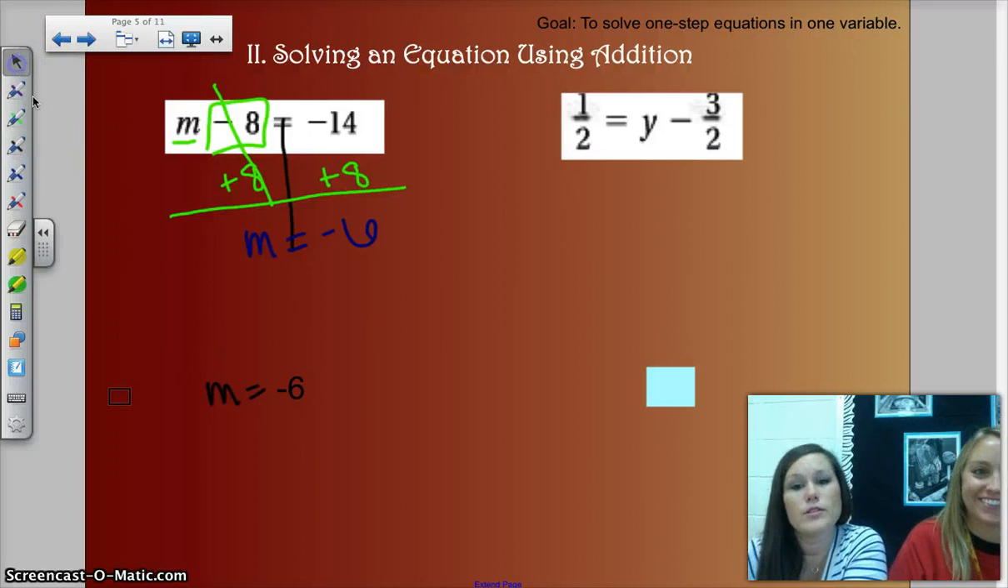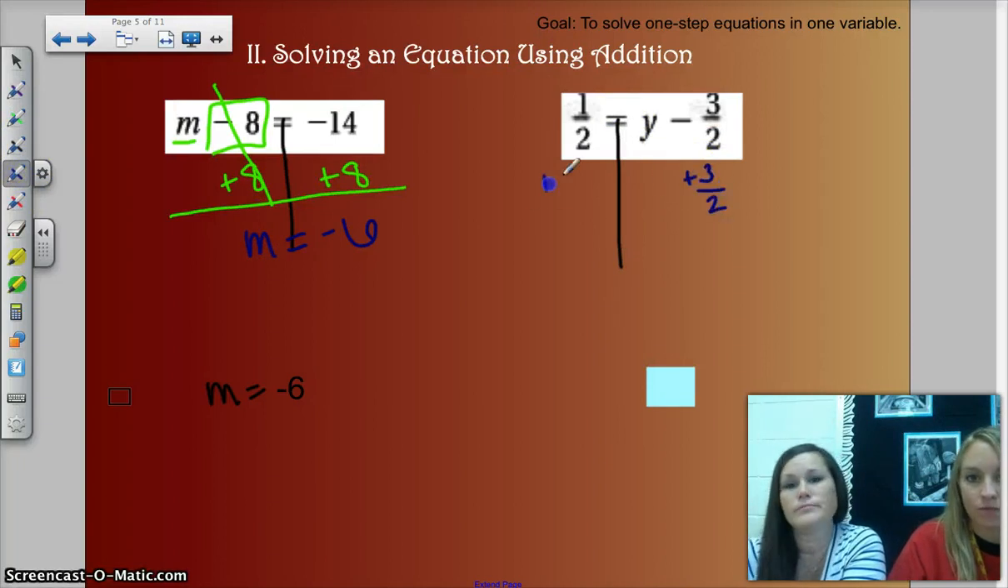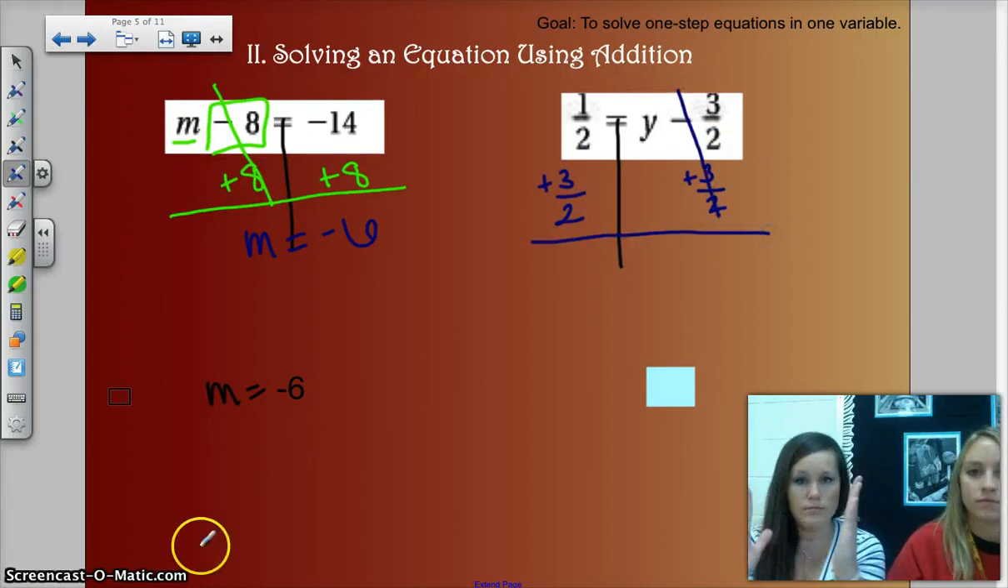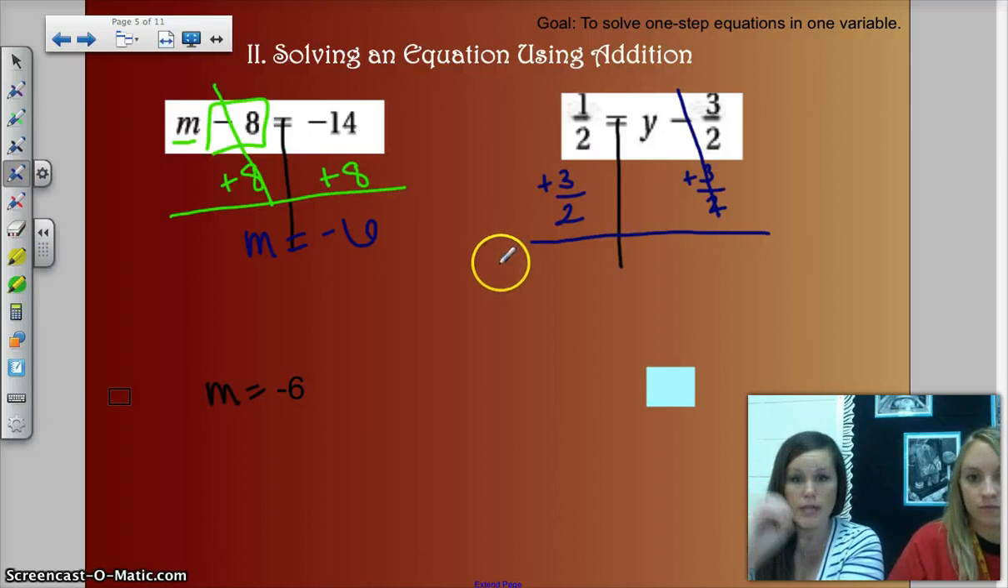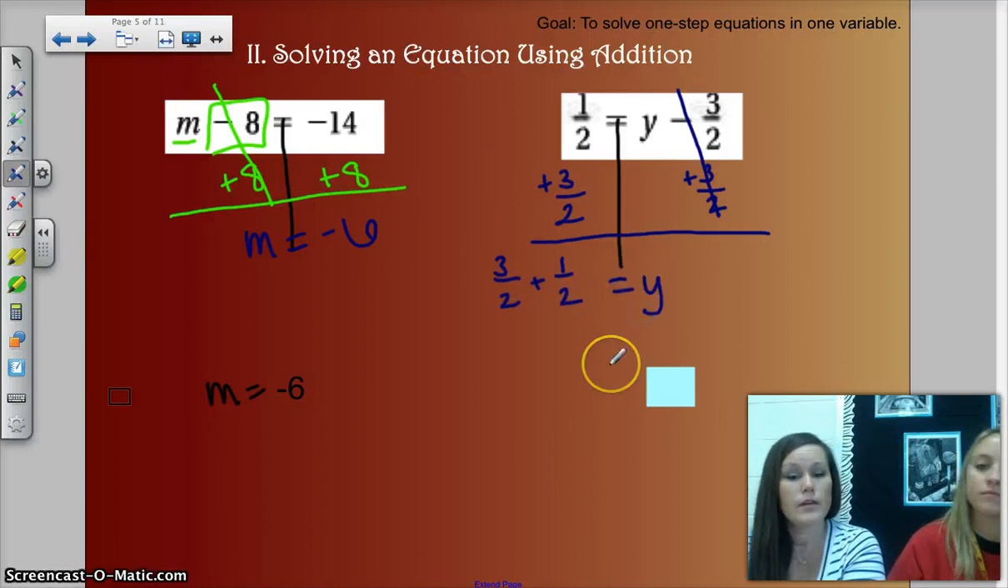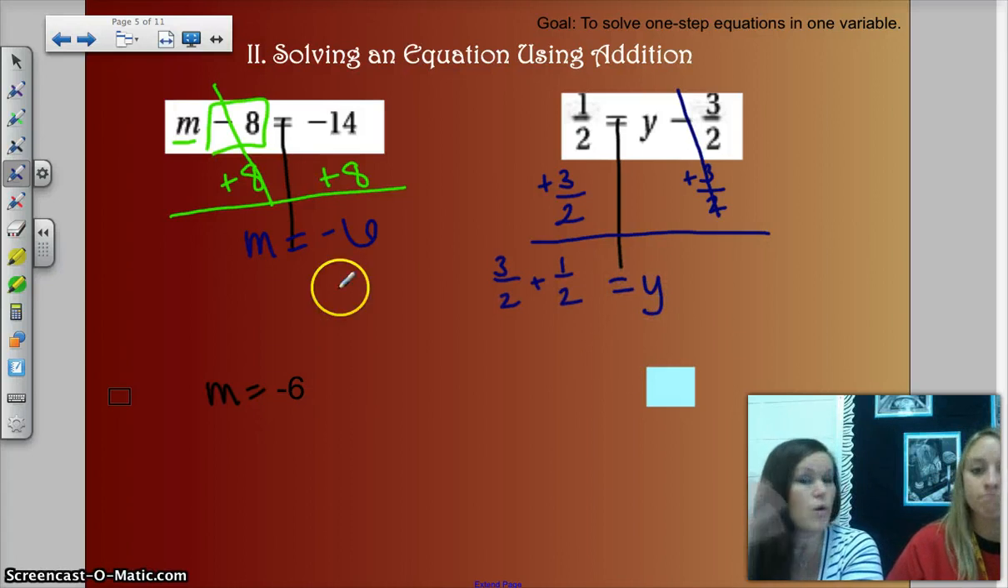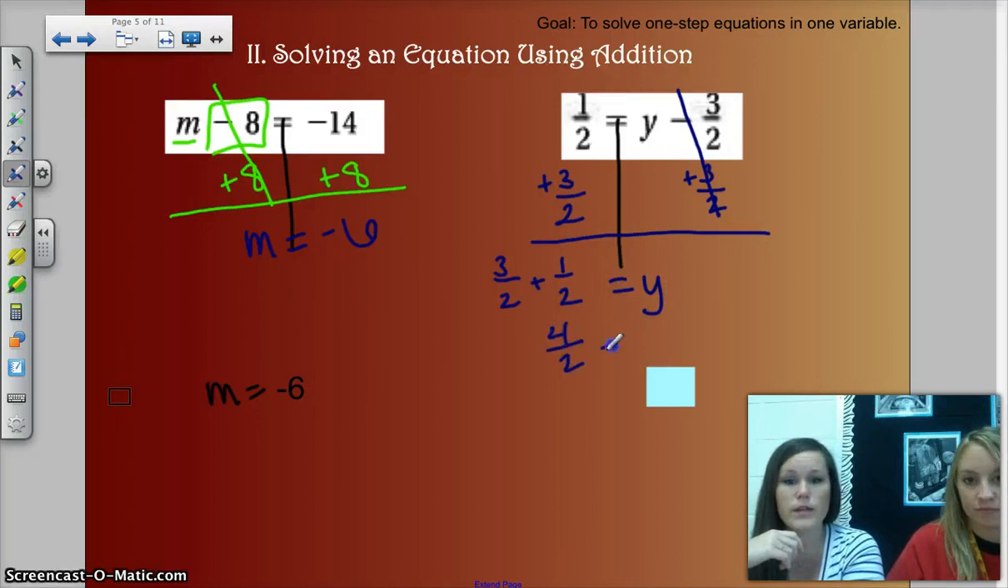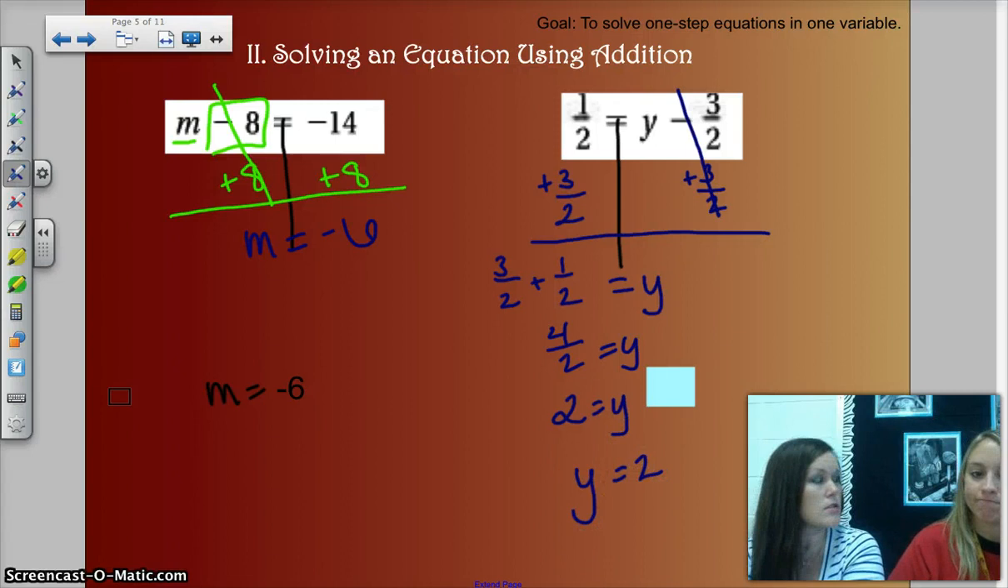Okay. On the other side, we're going to add 3 halves. So again, if you want to make that straight line down, feel free. You don't have to, but if it helps, do it. Add 3 over 2. So now, if you need to set this up side to side, 3 over 2 plus 1/2, do that. Equals y. So I have a common denominator, so that's going to be 4 halves equals y. 4 divided by 2 is 2. And then just remember to put your variable first and then your answer.